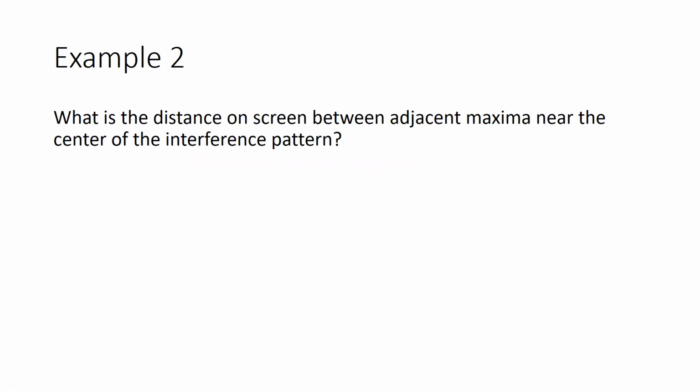Hello, this is our second lesson about Young's double slit experiment problem. Last lesson we solved one problem. Today we want to go through a couple more problems about that. The first one, example 1, was in the previous video. This example 2 asks: what's the distance on screen between adjacent maxima near the center of the interference pattern?